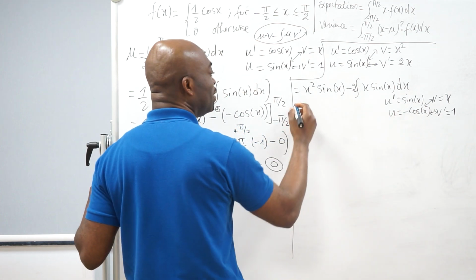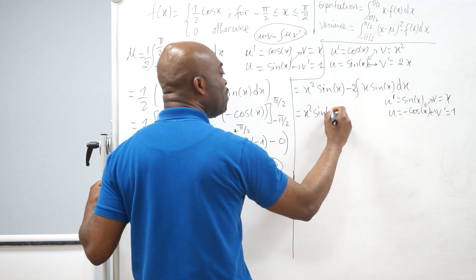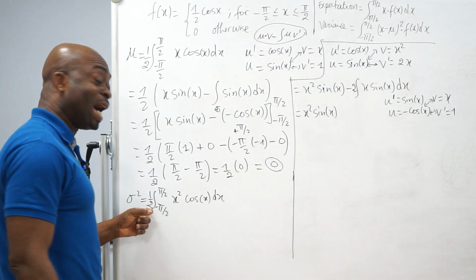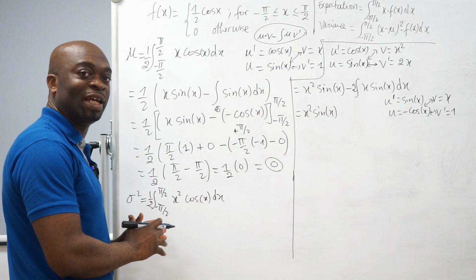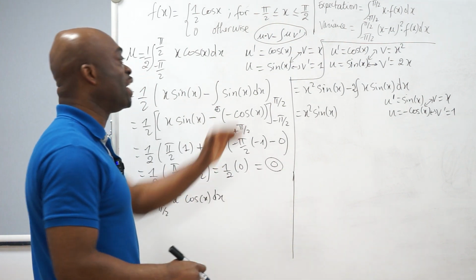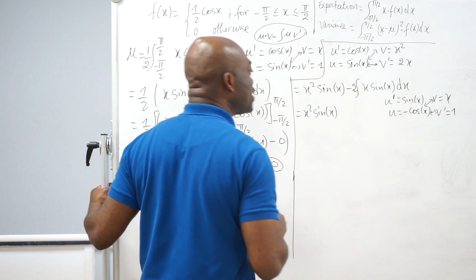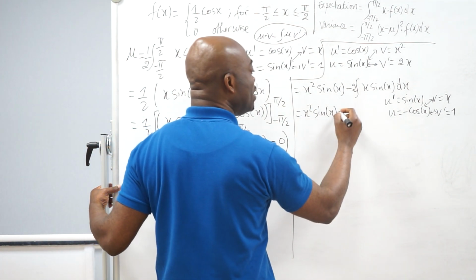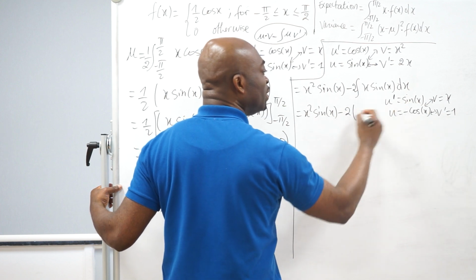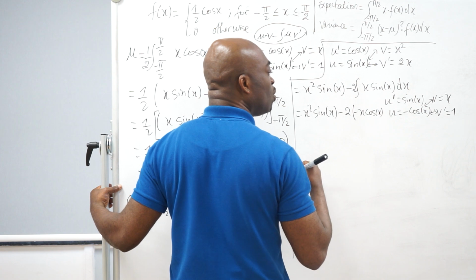u times v. So this is equal to x squared sine of x. Now at this point, let me just tell you something. The half, we just left it out for now. We're going to use it later on, if not, you're just going to be dragging it. It doesn't look good. So x squared sine of x, and then minus twice. So twice now, negative x cosine of x.